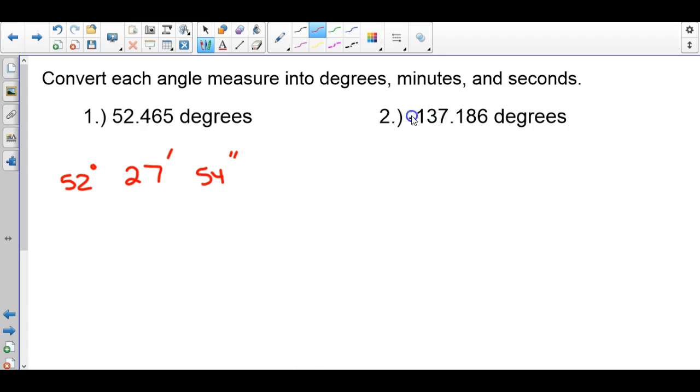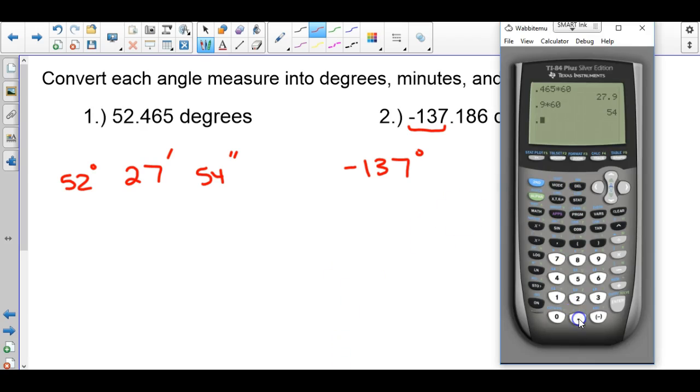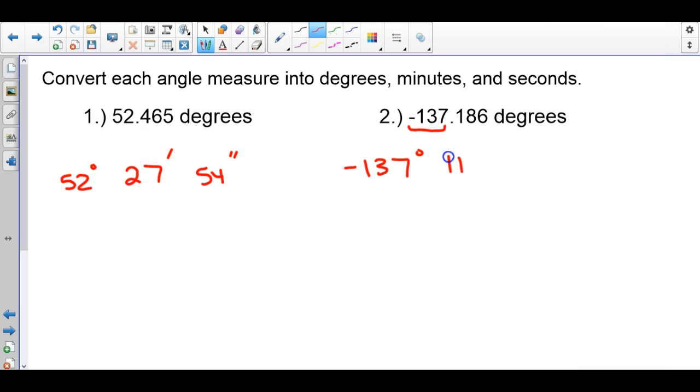So the next one, the only difference is it's a negative, which doesn't change much. The big idea here again is my whole number value here is the negative 137 degrees. What I'm going to do is throw the decimal part into my calculator, 0.186, and I want to first figure out how many minutes that is. So I multiply it by 60, and that's going to give me 11 minutes.